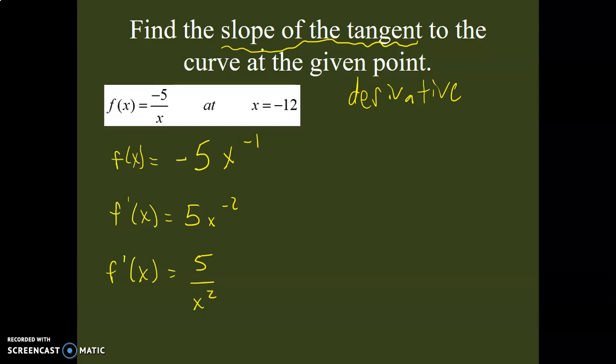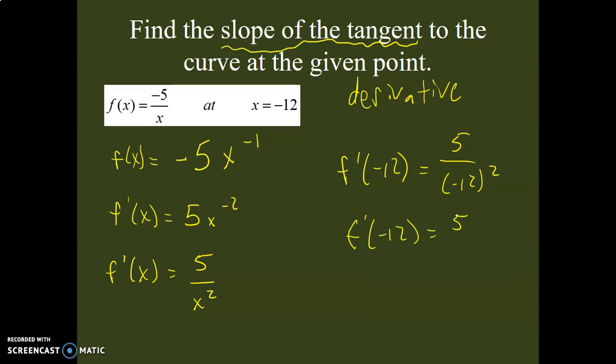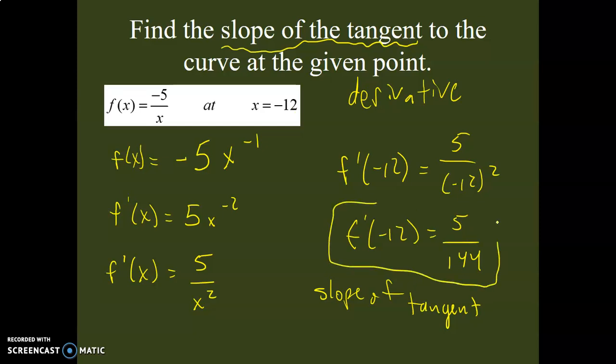Now, if I want to know the slope of the tangent at this point, I need to plug in that point. So f prime of negative 12 would be 5 divided by negative 12 squared. So f prime of negative 12 would be 5 over 144. F prime refers to the slope of the tangent. So the slope of this curve when x equals negative 12 is positive 5 over 144.